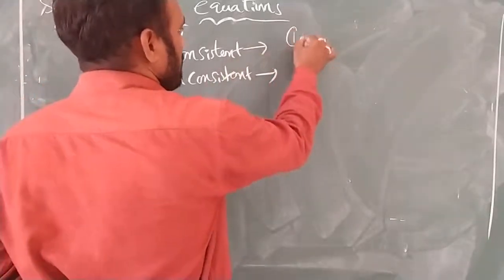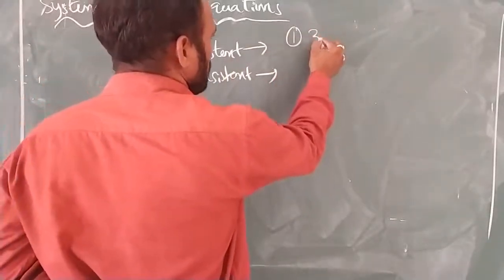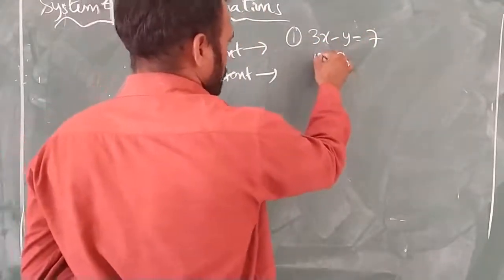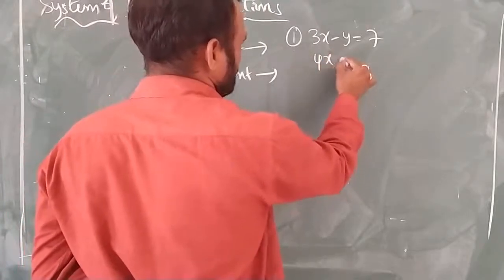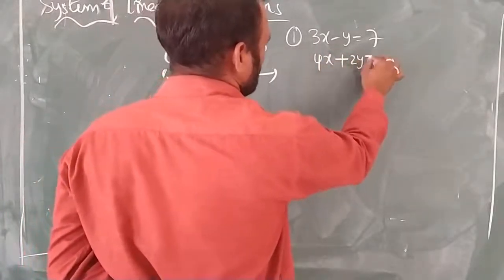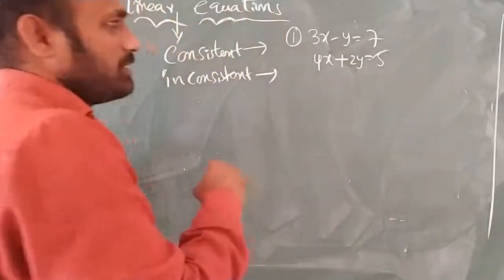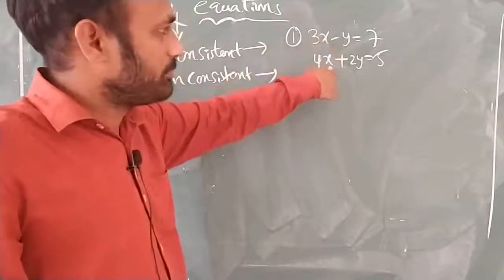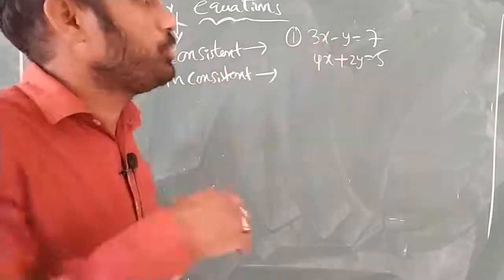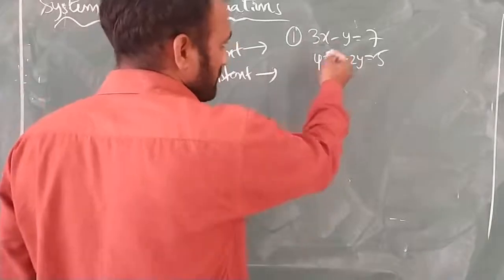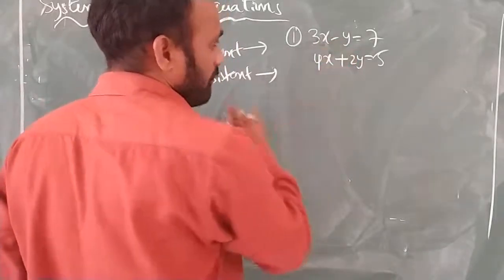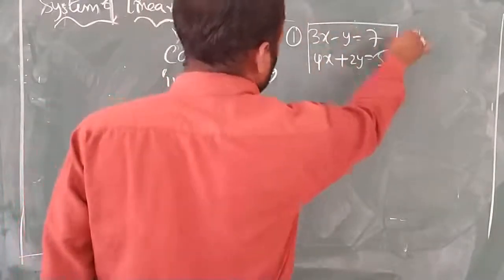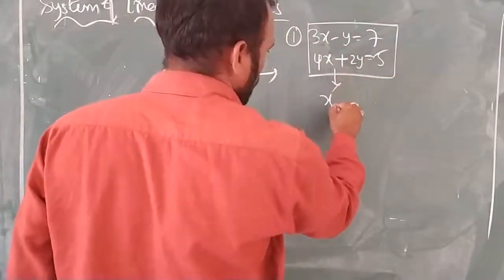So first let me take two linear equations: 3x minus y is equal to 7, 4x plus 2y is equal to 5. If you find the solution of these two linear equations, you are going to get two different values which will satisfy both equations. So if I solve these two linear equations, I am going to get an x value and a y value.